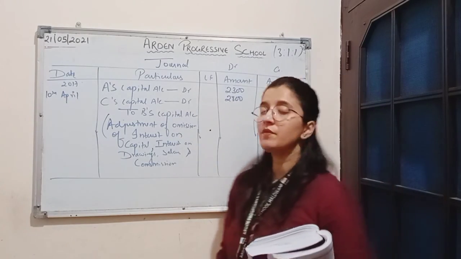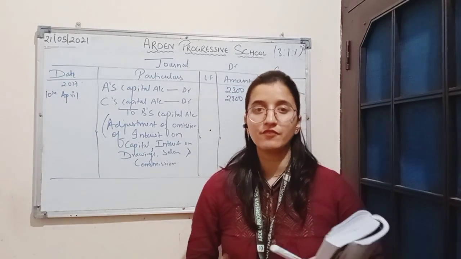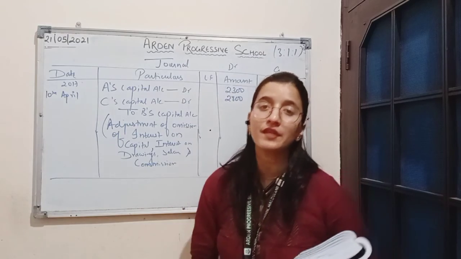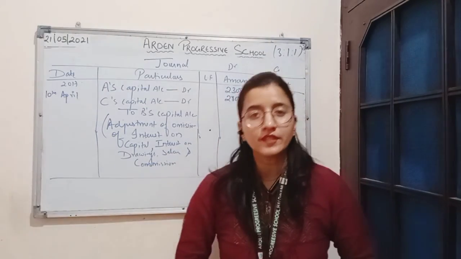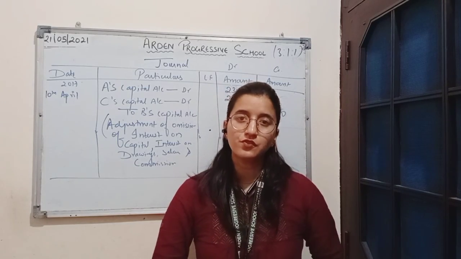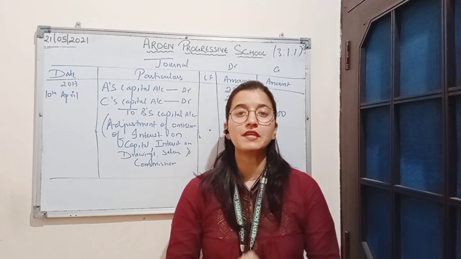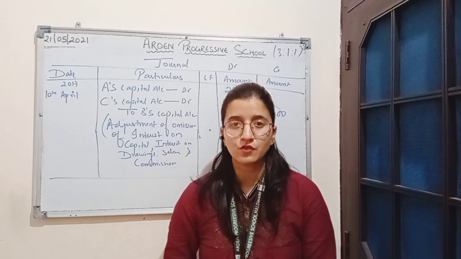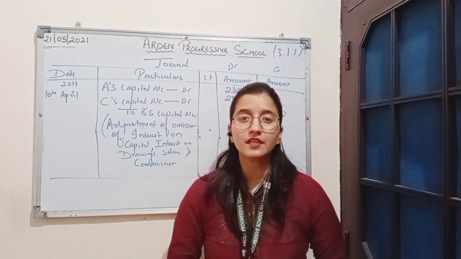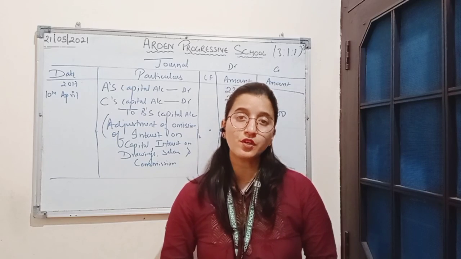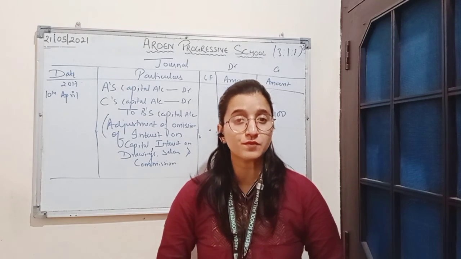This is how a question based on comprehensive error, which means when the firm makes two or more errors, is solved. So in this session, we have learned to solve the numerical question based on omission of drawings and comprehensive errors. In the next session, we'll be solving some more numerical questions based on more types of errors.